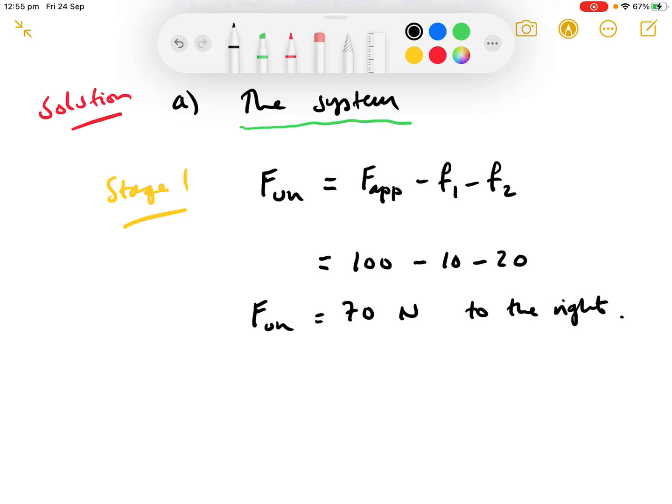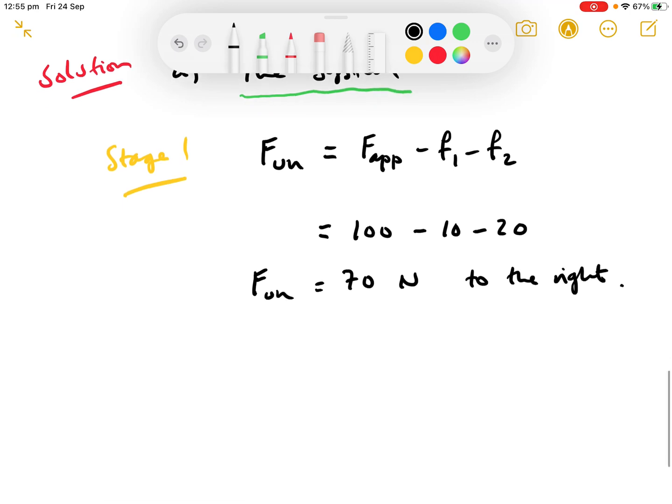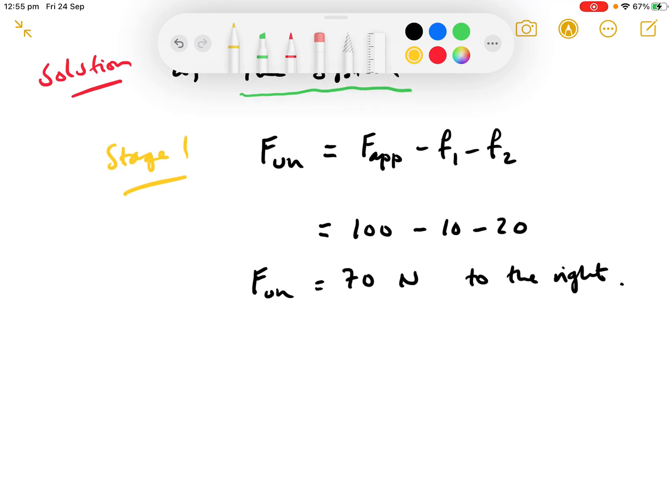Direction is important. We generally don't need the sign convention here because there's usually only one direction involved. It'll either be right or left.